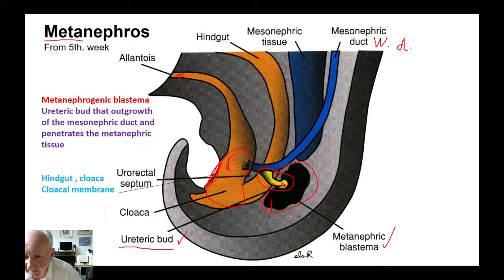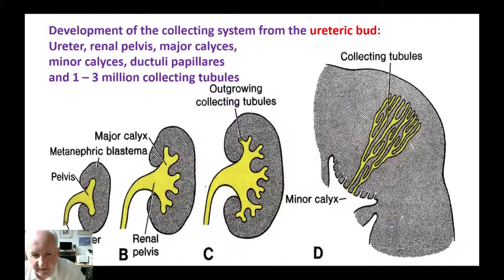So this is a metanephrogenic blastema, ureteric bud, Wolffian duct, mesonephric duct, hindgut, cloaca, cloacal membrane. And now the ureteric bud. Now the very important ureteric bud. What will be from this structure? So logical. From this structure will be the whole ureter.